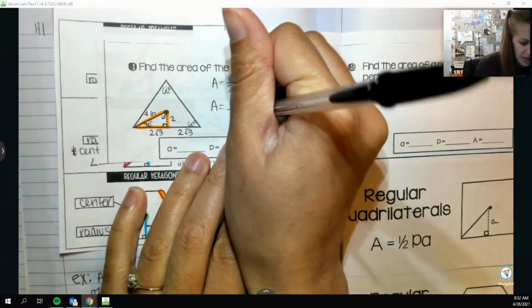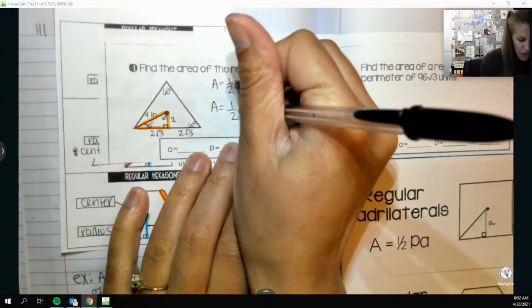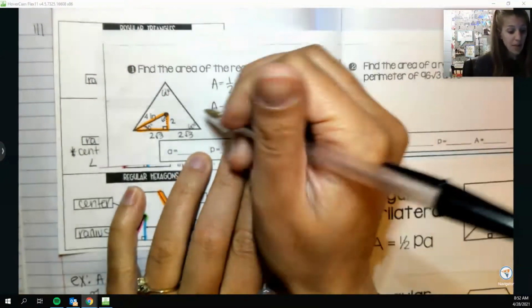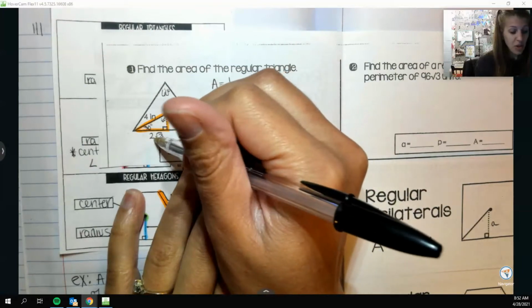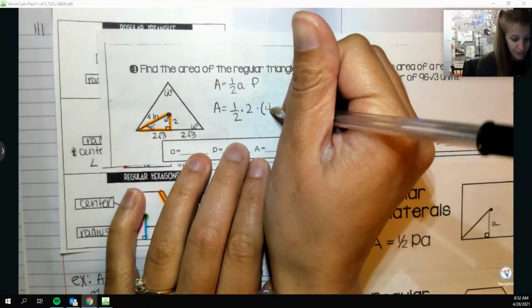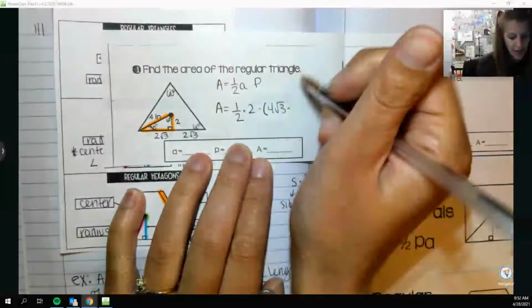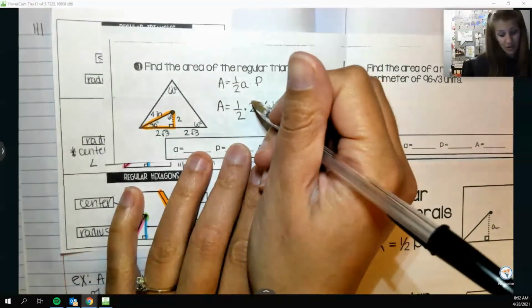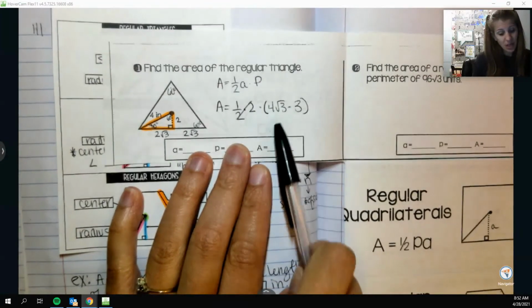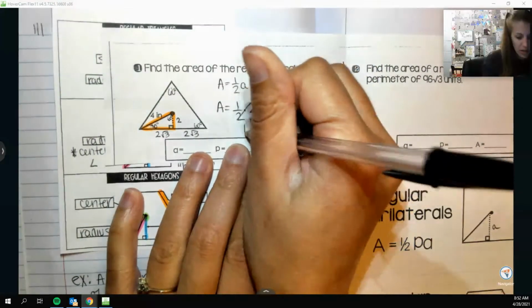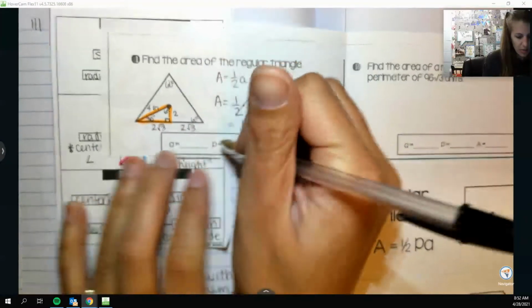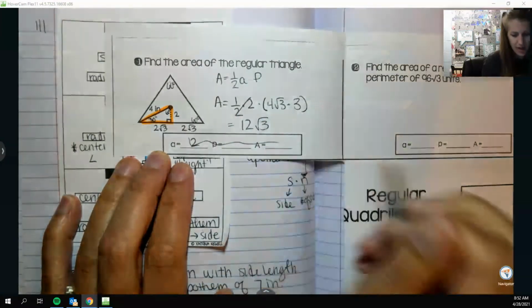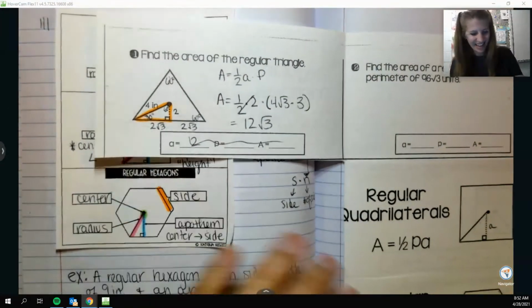So we're going to do half apothem, which was 2, times the perimeter, which is going to be the side length, which is a full 4 root 3, times 3 of them. So you can take half of whatever you want. I want to take half of 2 because that's easy. It just goes away. And so really I just have 4 root 3 times 3, which is 12 root 3. Oops, I have spots for apothem and perimeter. I'm not going to fill that out. We found it. It's fine.